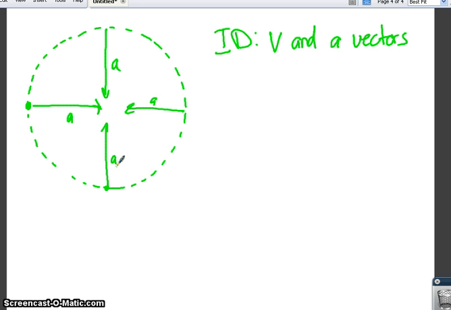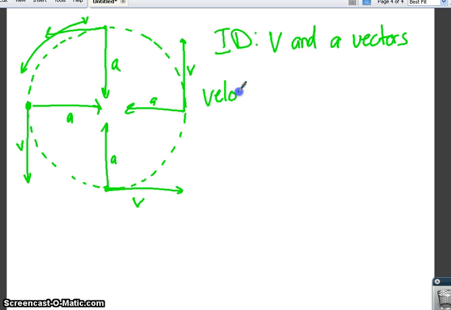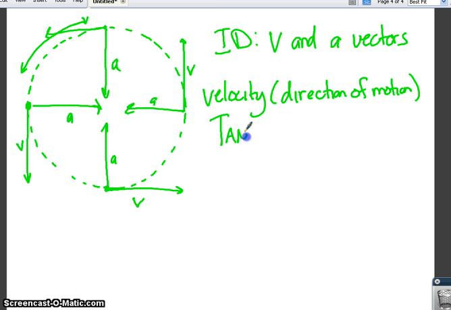However, velocity is not pointing inward. Velocity is the direction of motion. And so right here, if we're going around the circle this way, velocity would be pointing down. Right here, velocity is pointing that way, and right there it's pointing that way. The velocity, or the direction of motion, is always tangent to the circle. So these are tangent lines at that particular point.